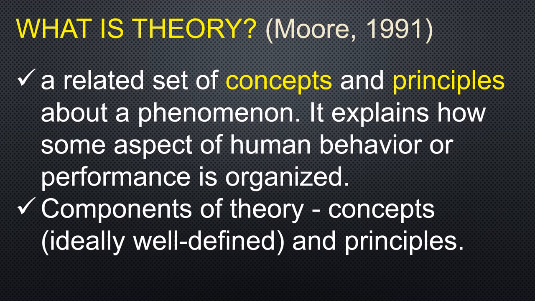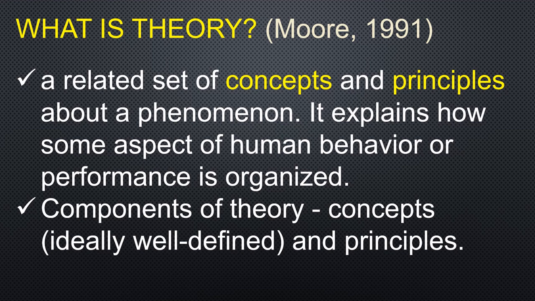So that will be your theory. You are now assuming that if there is high police visibility, criminals will lose the opportunity to commit a crime. Okay, so it explains how some aspect of human behavior or performance is organized.